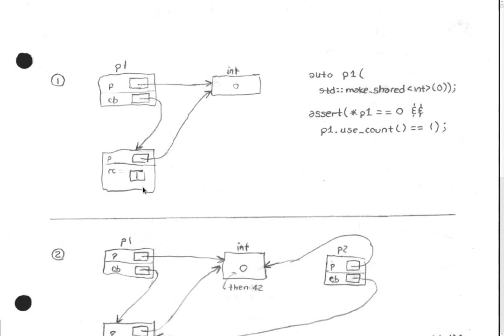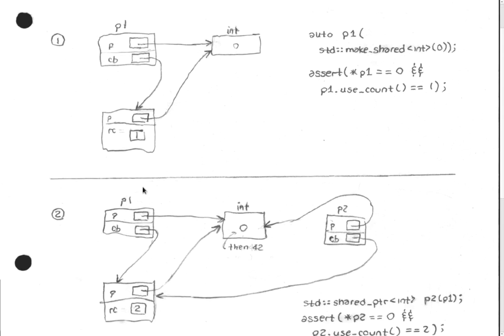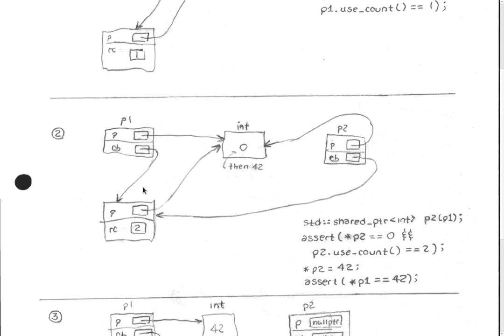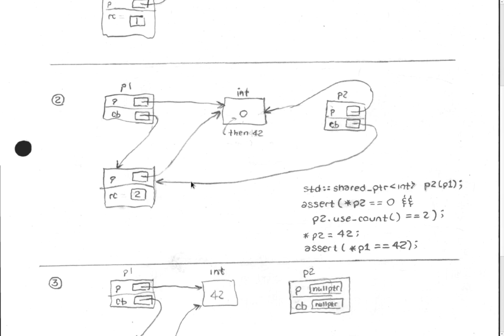Any questions so far? Okay, so if we continue along, the next lines of code that appear on the slide are these lines here. So the next thing we're going to do is create another shared pointer to int, basically this type here, called P2, and we're going to initialize it by copying from P1. This is going to be basically a copy construction operation.